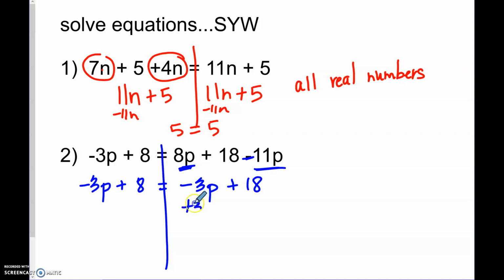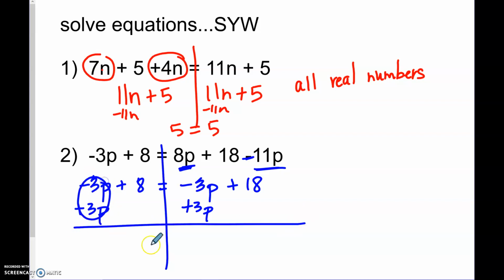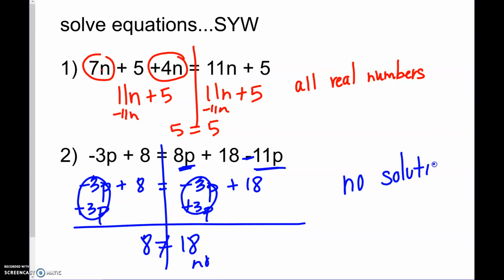So if I want to move this P to this side, these cancel out and you have 8. These cancel out and you have 18. Does 8 equal 18? And the answer is no. So the answer that needs to be written is no solutions. No number. We can't put any number in to make this work, so there are no solutions.